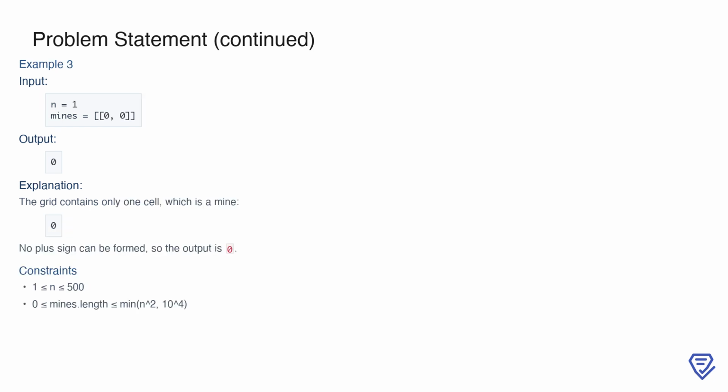In a final example, suppose n equals 1 and the only cell in the grid is a mine. The grid now consists of just a single cell with a value of 0. Here, no plus sign can be formed because there are no 1s in the grid. Therefore, the output in this case is 0. This example highlights the importance of the mines. A single mine can completely prevent any plus sign from being formed in very small grids.